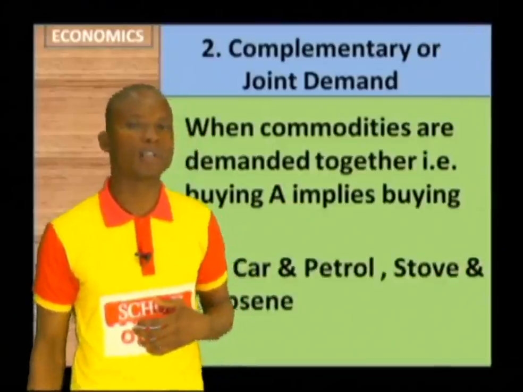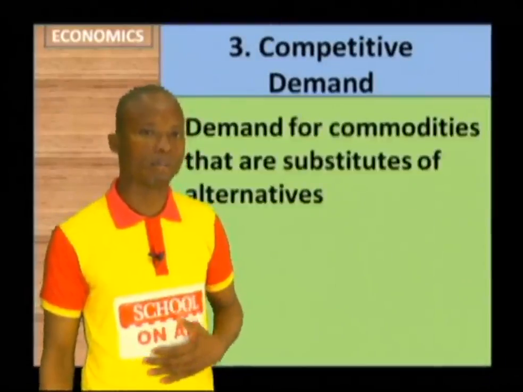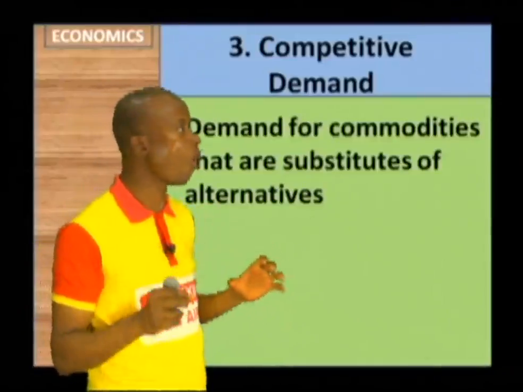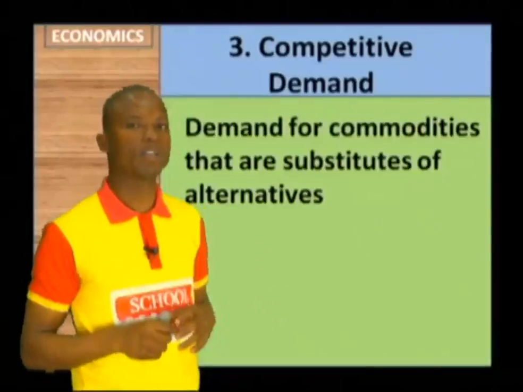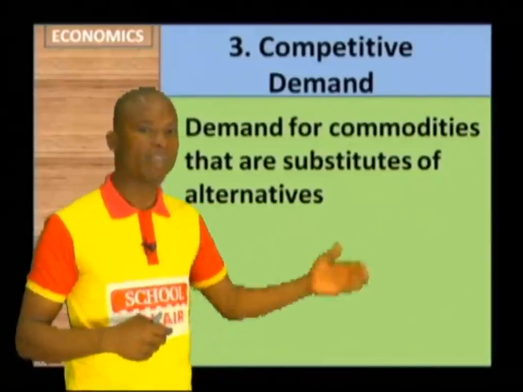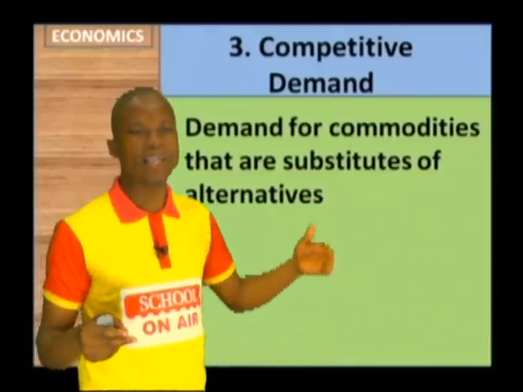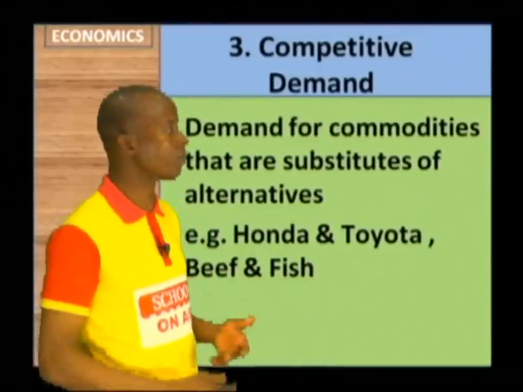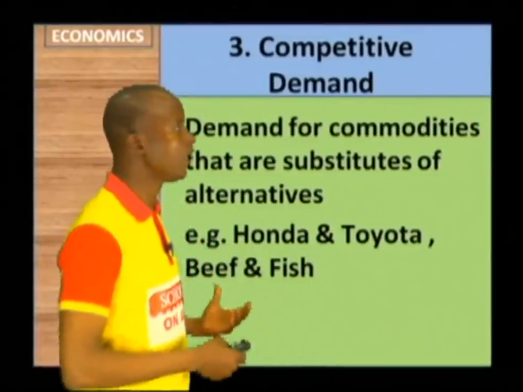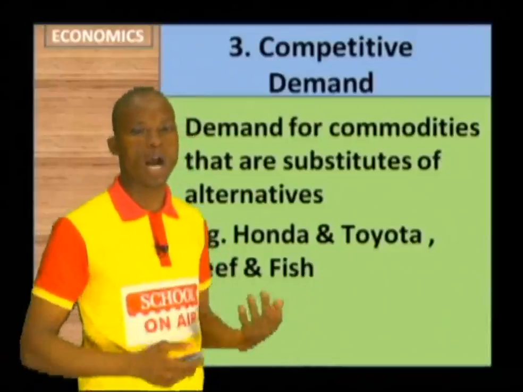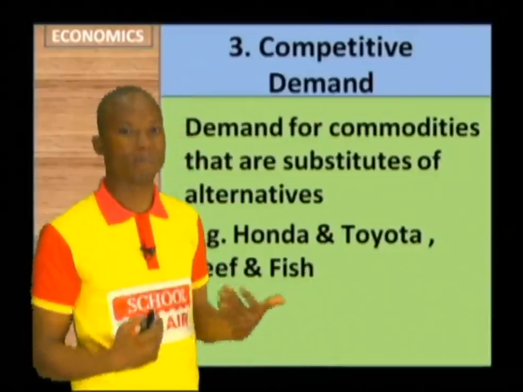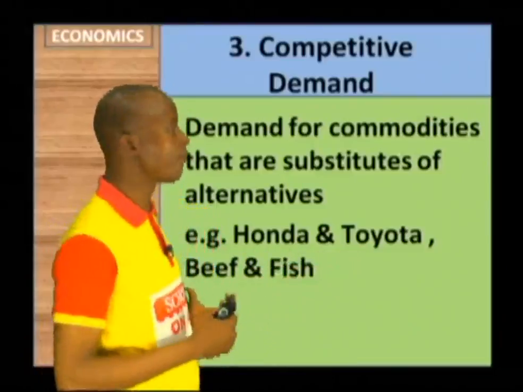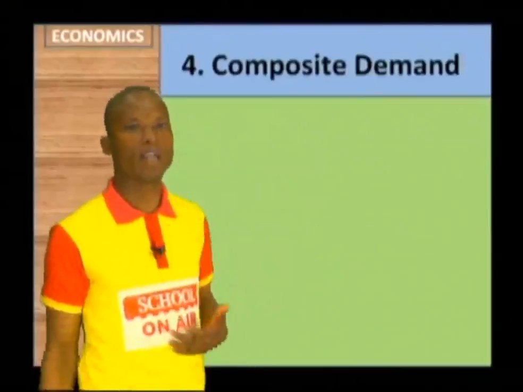What other type of demand do we have? We have what we call competitive demand. Competitive demand basically has to do with the demand for commodities that are substitutes or alternatives. Substitute or alternative. That is, they both solve the same problem. So buying one, you can buy one instead of the other. Talking about vehicles, Honda and Toyota could be substitutes to one another, then beef and fish, because both are solving, as it were, the same problem. Honda cars and Toyota cars will solve the problem of mobility. Beef and fish, they provide protein for the body.